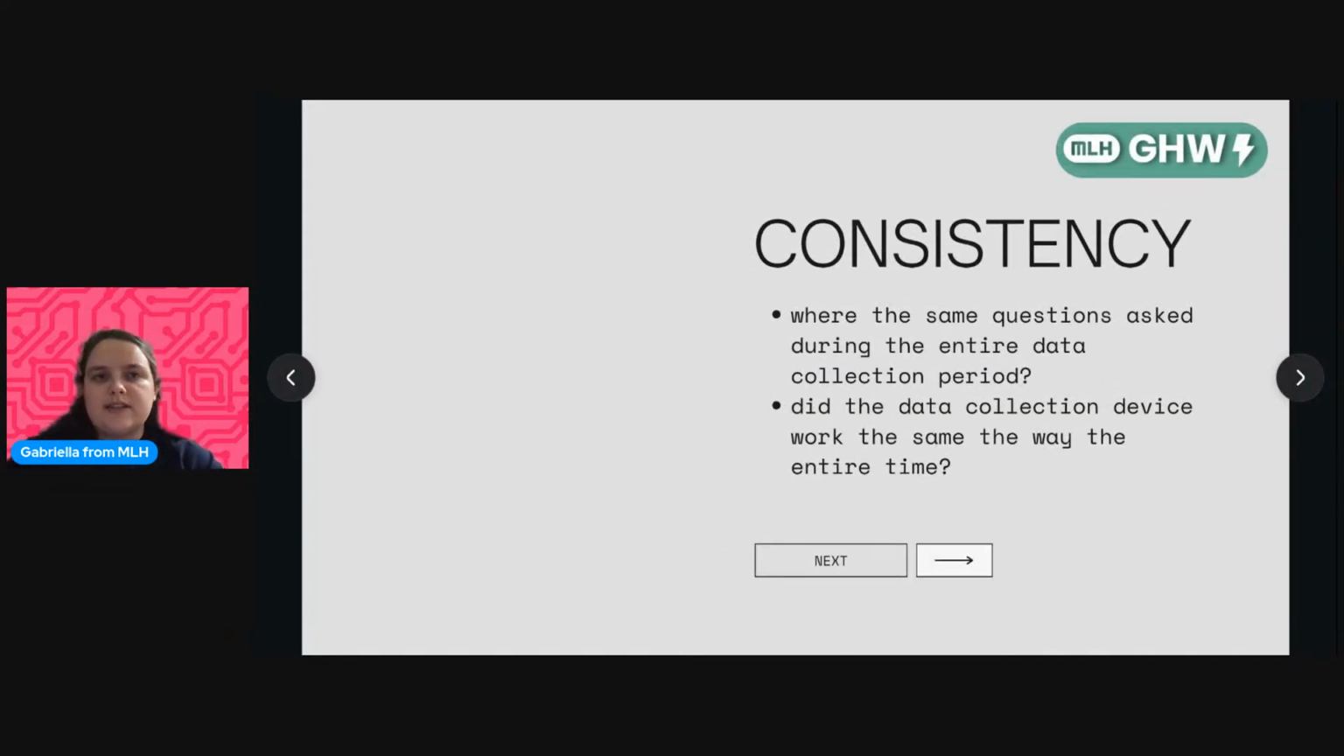Moving on to the next important piece of providing data contextualization: consistency. The first question you want to ask yourself is, were the questions asked the same during the entire data collection period? Were they the same questions? Did the data collection device work the same way the entire time? Was the reading consistent? Were the questions consistently the same and asked in the same manner? That way we can expect the results to not be colored by just the difference in how the data was collected.